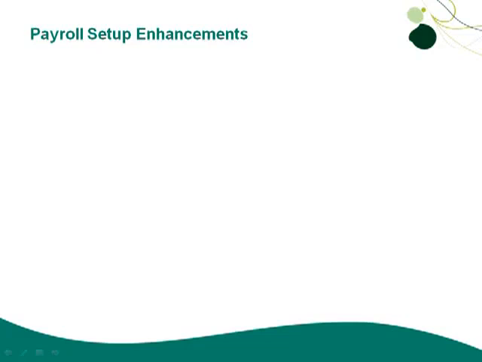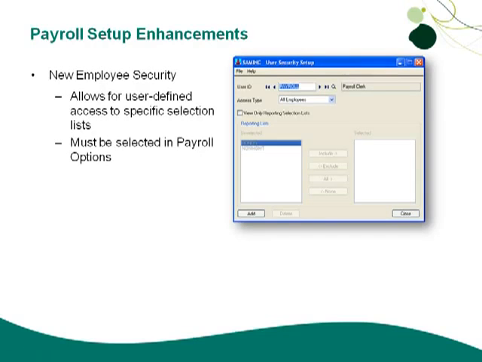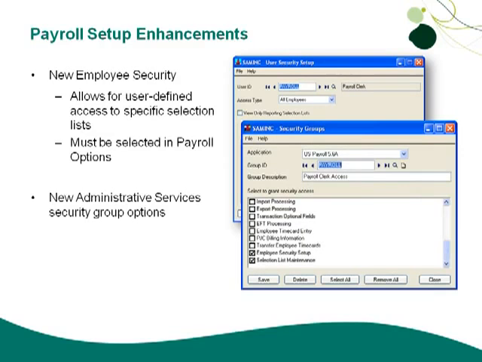One of the big changes in Payroll version 5.6 is that we've added a new employee security function that will allow us to assign users to specific employees via their selection list so that they can only see those employees on their inquiry screens, on their setup screens, and on reports. This feature must be turned on in Payroll options. This also means that there are some new administrative services security group options for the Payroll module.